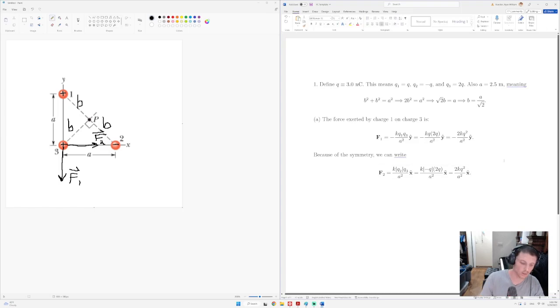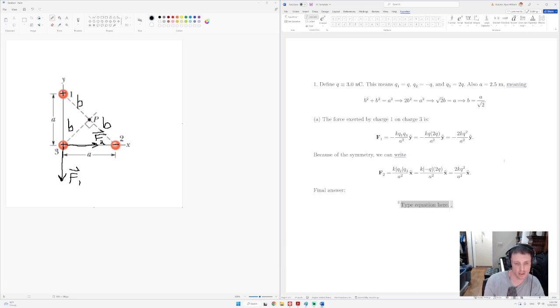The final answer should just be expressing this as a vector, and I believe that any instructor really is going to be okay with you doing this two different ways. One could be just expressing the components, right? Expressing the vector in terms of its components. The other could be expressing a magnitude and a direction, right? We're going to do the first way. We're going to write it as an ordered pair.